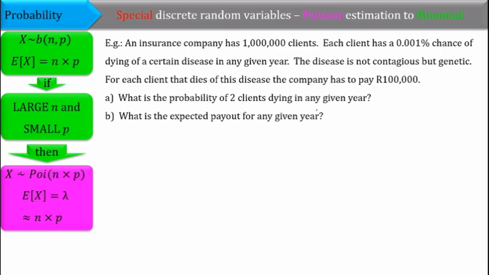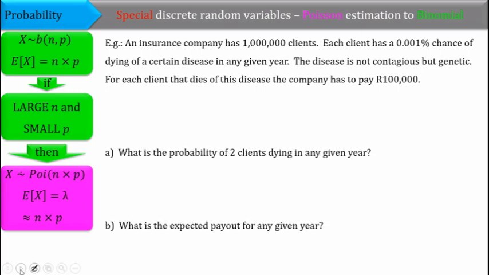First question, what is the probability of 2 clients dying in any given year? Second, what is the expected payout for any given year? So let's look at this step by step.